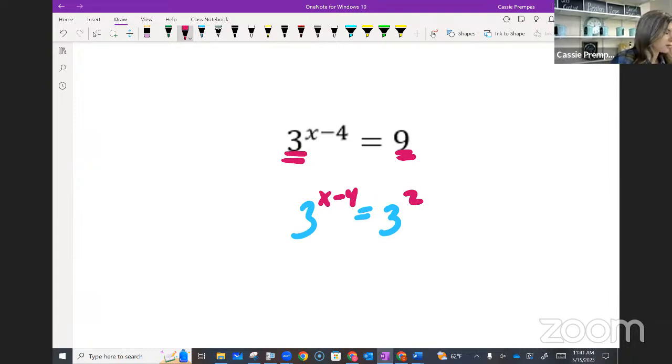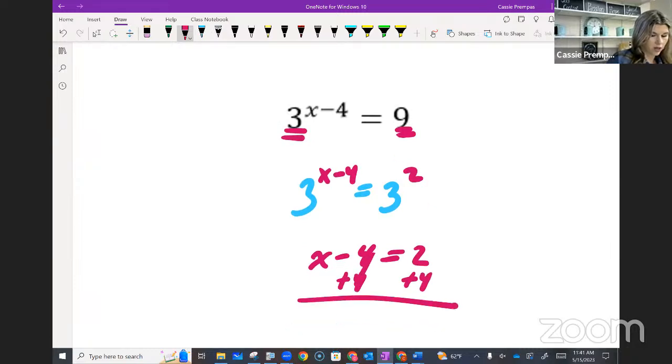I mean, you could think in your head what number minus 4 gives you 2. Or if you don't want to think that hard, just set them up and then solve. How do we solve for x? Add 4, add 4. And you'll get x is equal to 6.